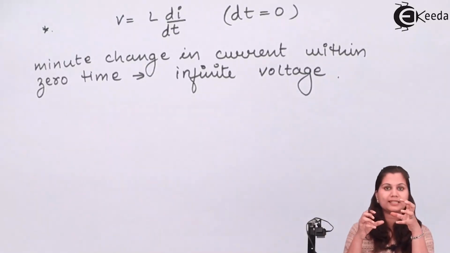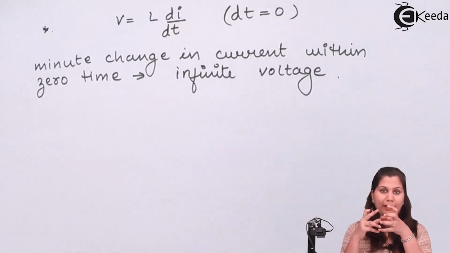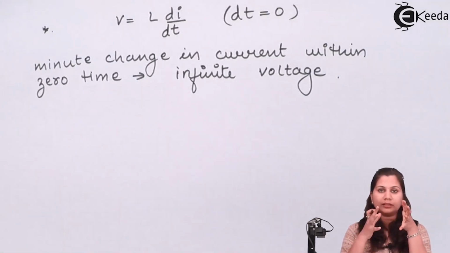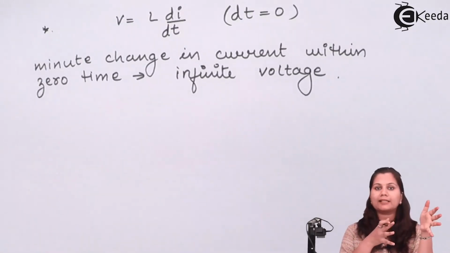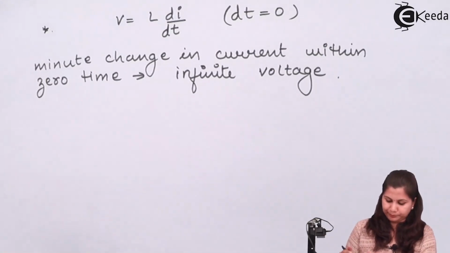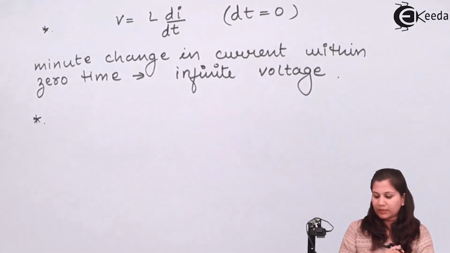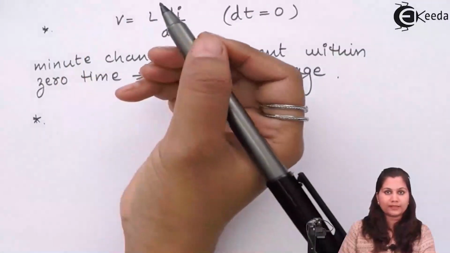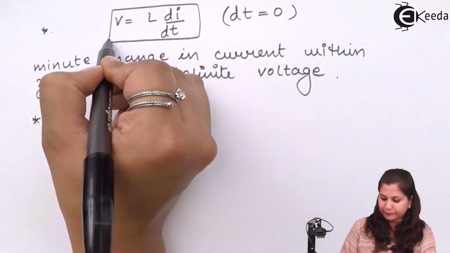So as soon as the inductor is connected in the DC circuit across a DC battery, first of all the inductor will act as an open circuit. After that it will become a short circuit coil. So that was the voltage across the inductor, that is V equals L di by dt.